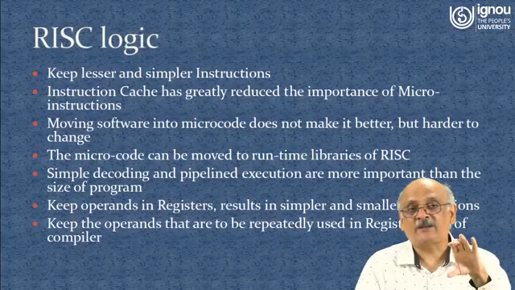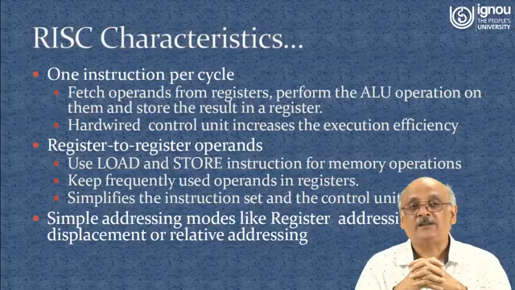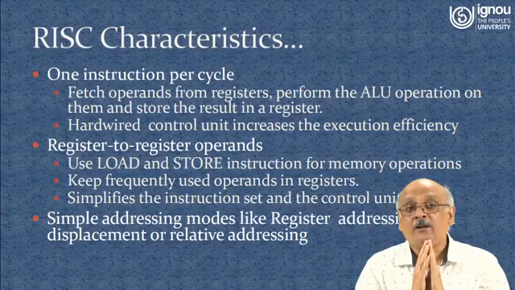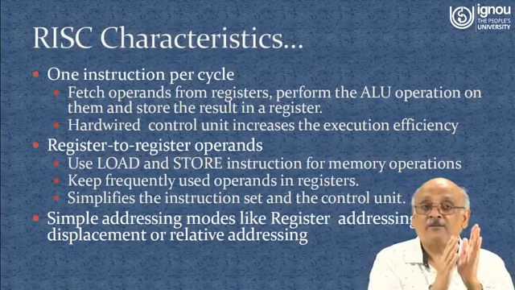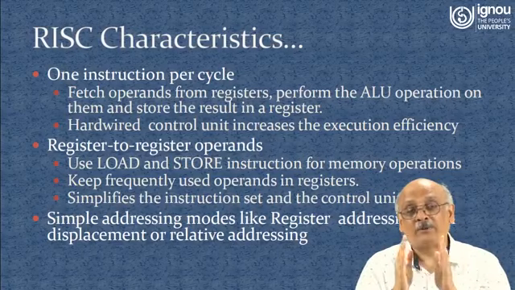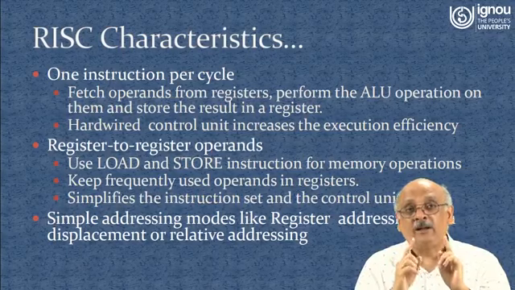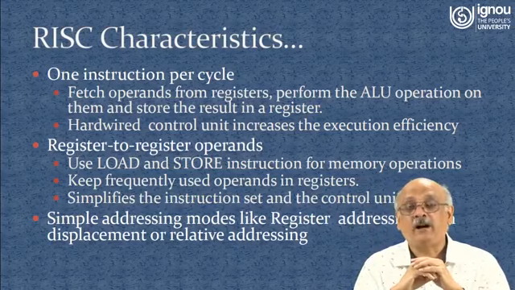All right, so with this logic, okay, we designed the characteristics. Now, the first characteristic as far as RISC is concerned is one instruction per cycle. This one instruction per cycle is possible because of the pipelined execution. And we would like to talk about pipelined execution at a later point of time. But it is something like in every clock cycle, one instruction is getting output.